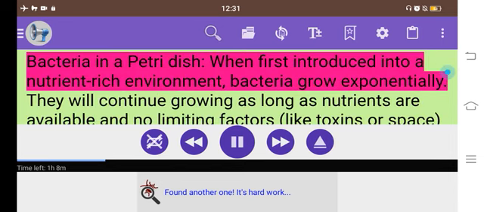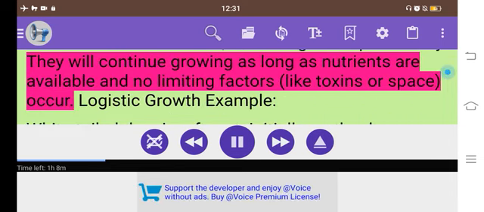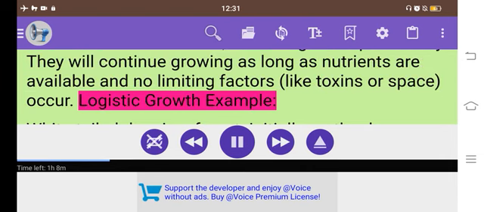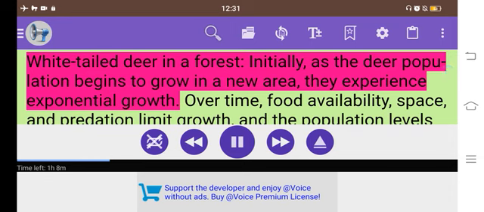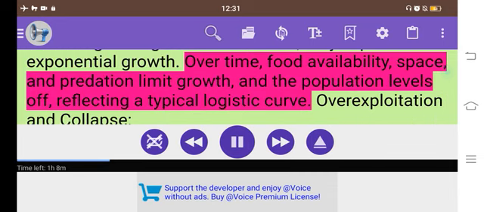Real-world examples of growth models. Exponential growth example: bacteria in a petri dish. When first introduced into a nutrient-rich environment, bacteria grow exponentially. They will continue growing as long as nutrients are available and no limiting factors, like toxins or space, occur. Logistic growth example: white-tailed deer in a forest. Initially, as the deer population begins to grow in a new area, they experience exponential growth. Over time, food availability, space, and predation limit growth, and the population levels off, reflecting a typical logistic curve.